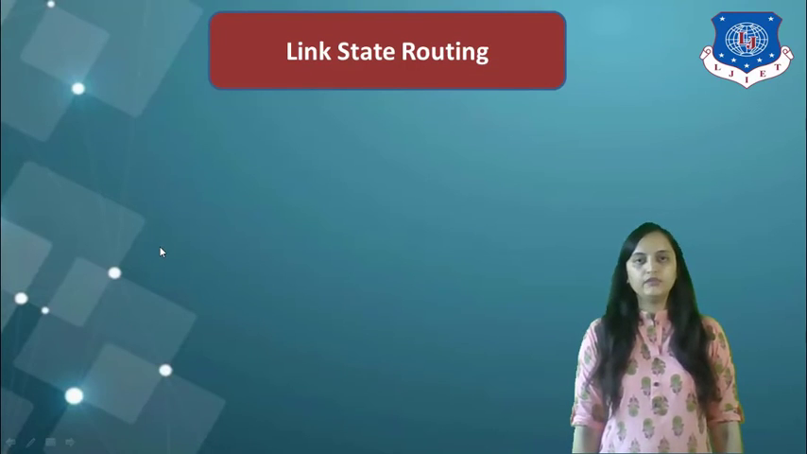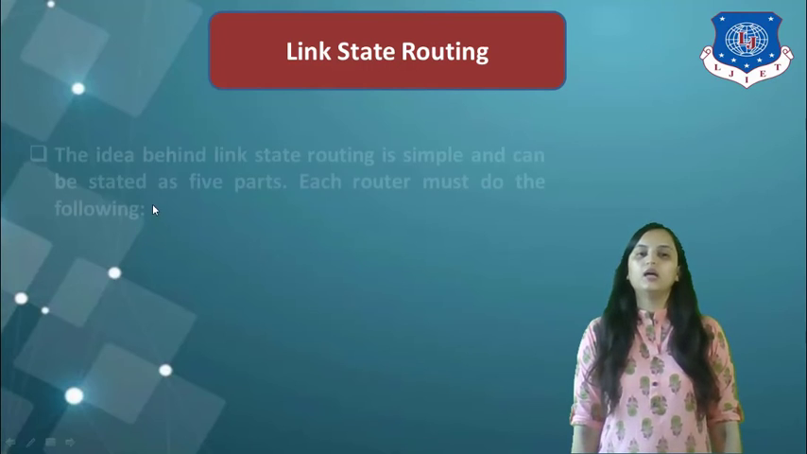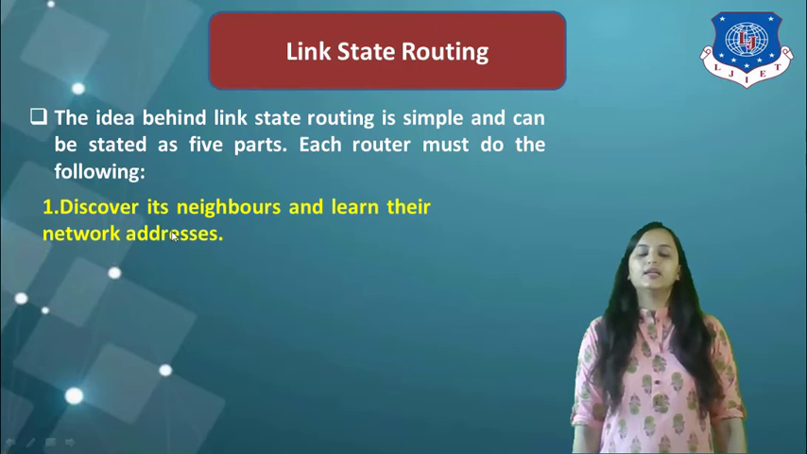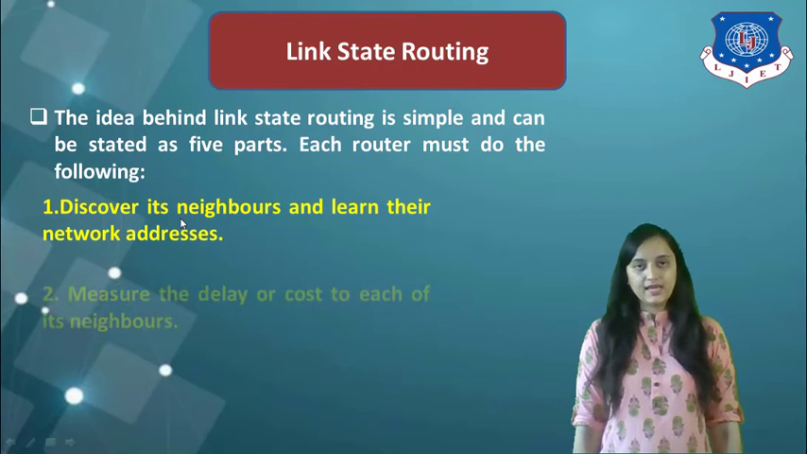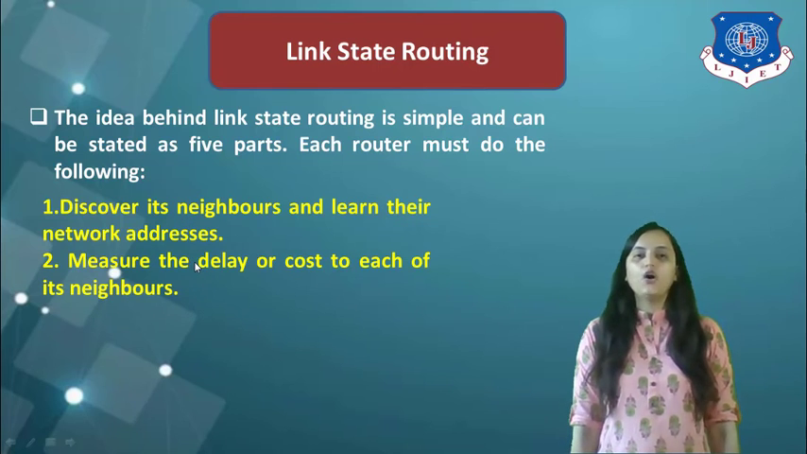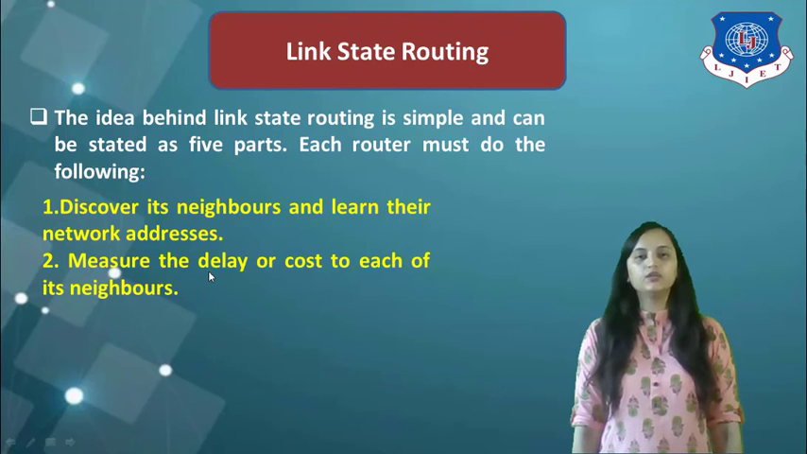The next dynamic routing algorithm is link state routing. The idea behind link state routing is simple and it can be stated in five parts. Here each router must do the following. First, discover its neighbors and learn their network addresses. Second, measure the delay or cost to each of its neighbors. So it should measure delay or cost or whatever the parameters are, according to the network requirement. It has to measure and update this according to its neighbors.